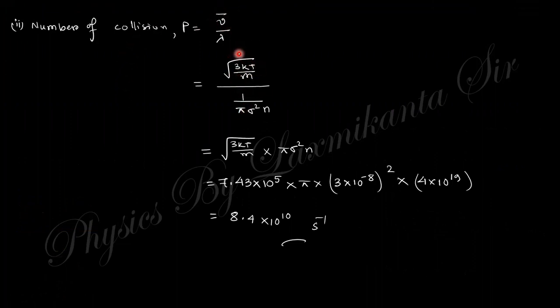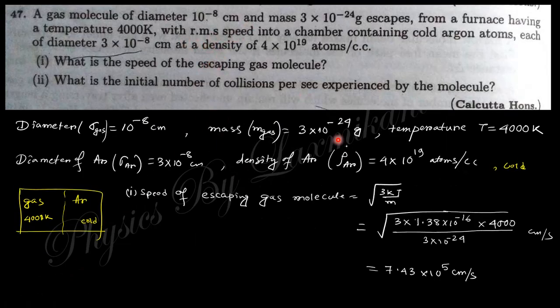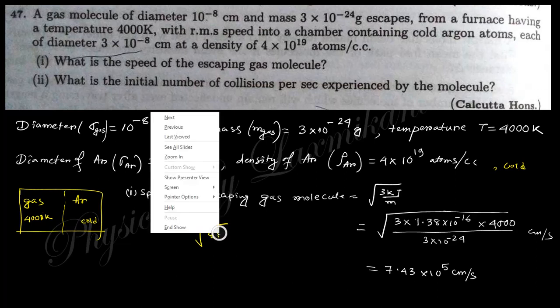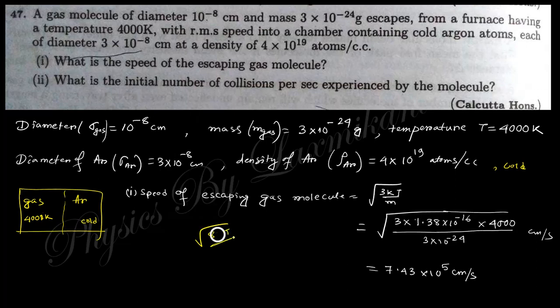So if you take this average velocity or the RMS velocity, you can write it down here, or if you take this average velocity, you need to write 8 kt by pi m. Actually, here they have written the RMS value. That's why we find the RMS value. Otherwise, I think if you take this as the average velocity, you need to put 8 kt by pi m.